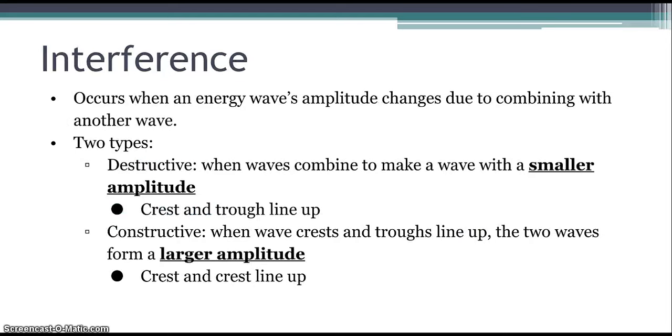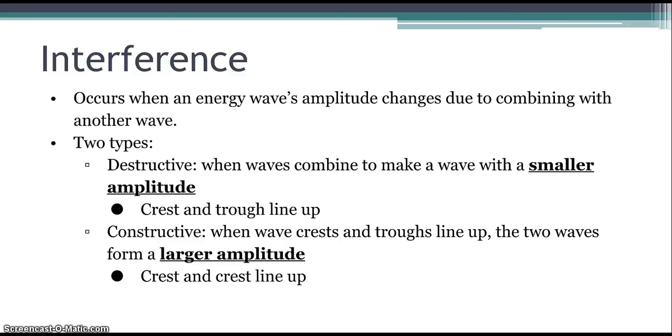All right, next thing, interference. Interference is when an energy wave's amplitude changes because one wave comes into contact with another energy wave. And this really happens all the time. I'm sure you've heard of the word interference, and this is what it is talking about. So there are two types of interference, destructive and constructive.